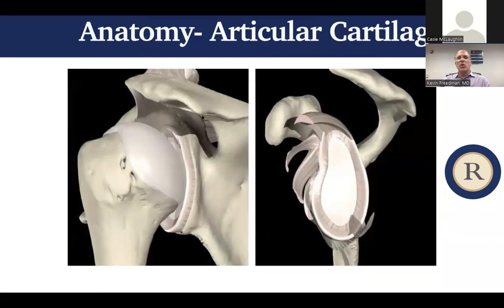Then there's also what's called the articular cartilage. So the articular cartilage is the lining of the shoulder joint, and it's both on the socket side as well as on the humerus, the ball side, and that's what gets affected in arthritis. So when you get wear and tear of that cartilage surface, that causes arthritis pain inside the shoulder joint.